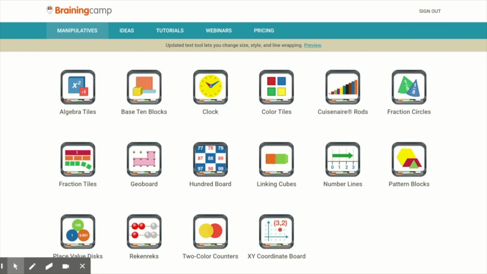For K through 2, we know that the majority of these are still going to be useful to them, and for 3 through 5, some of the other ones such as algebra tiles and the coordinate board, but these are all different resources for students to use. One of the main things to build fluency and understanding for students is using base 10 blocks. So we'll just take a look at it.